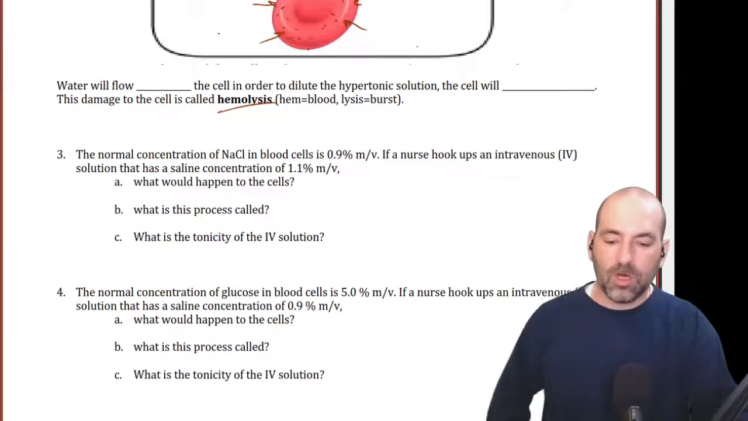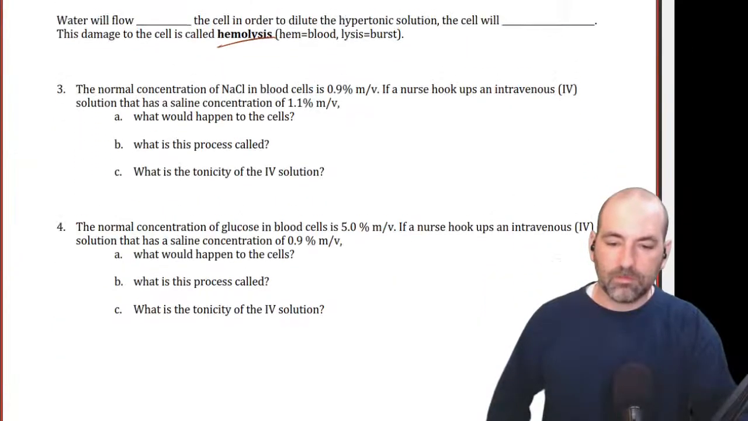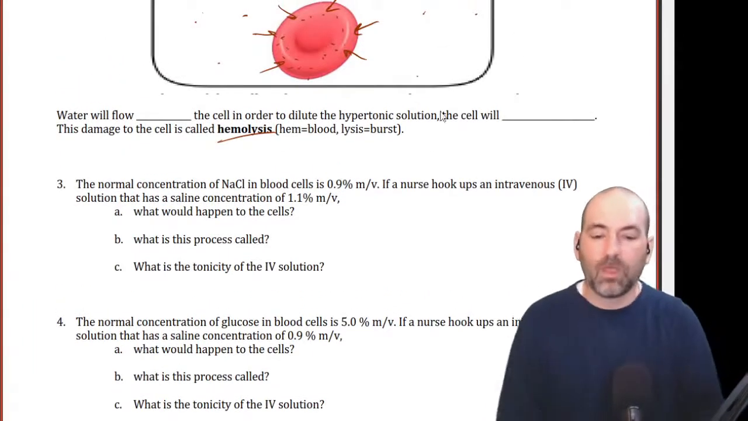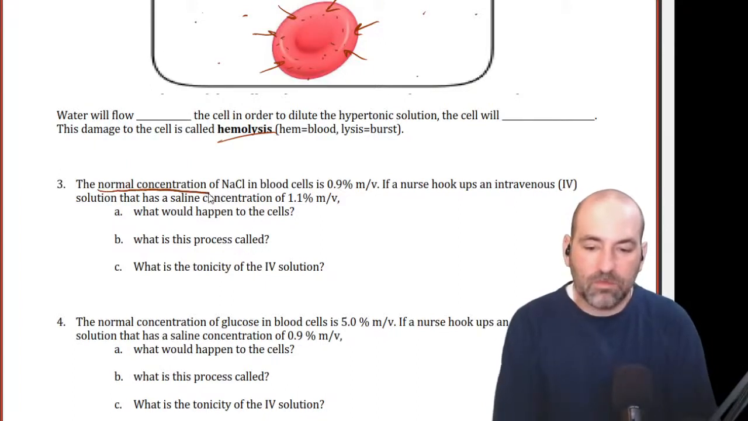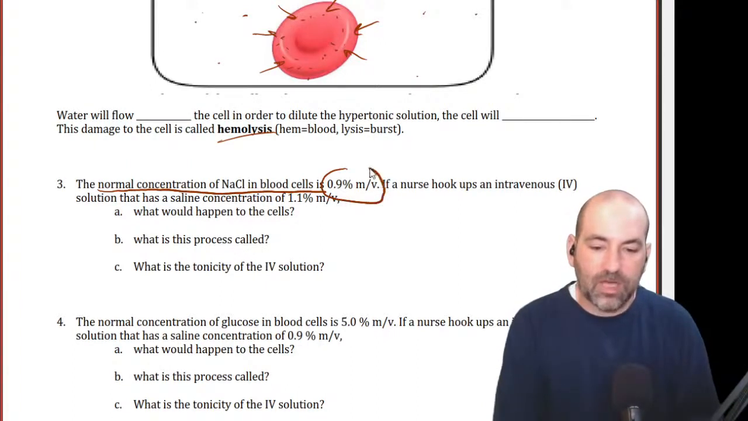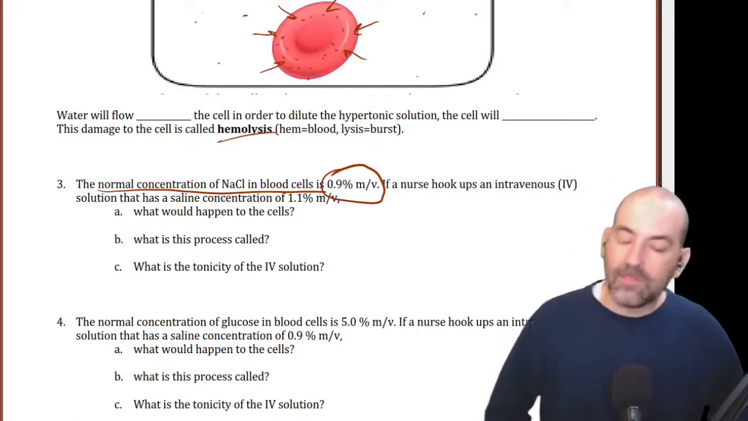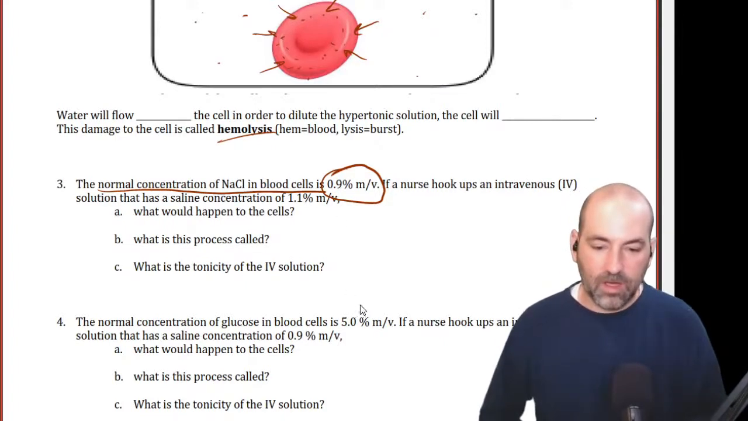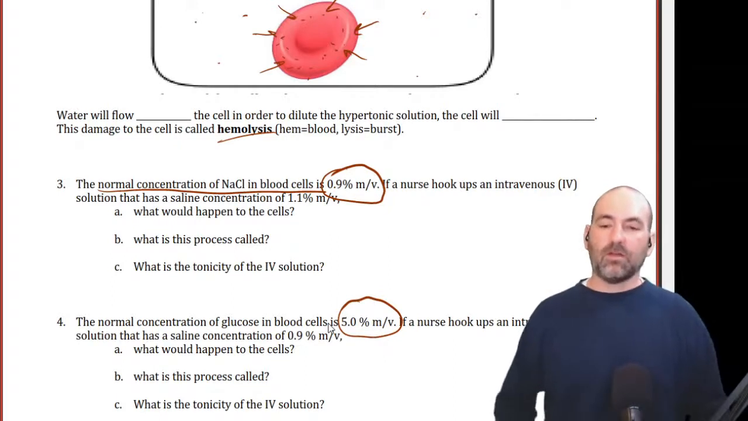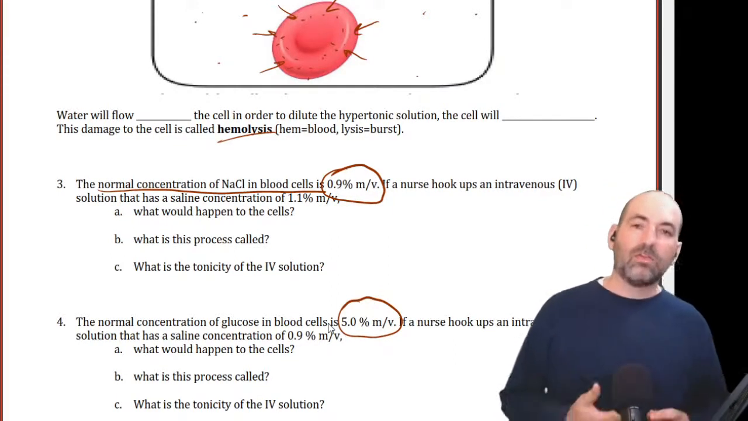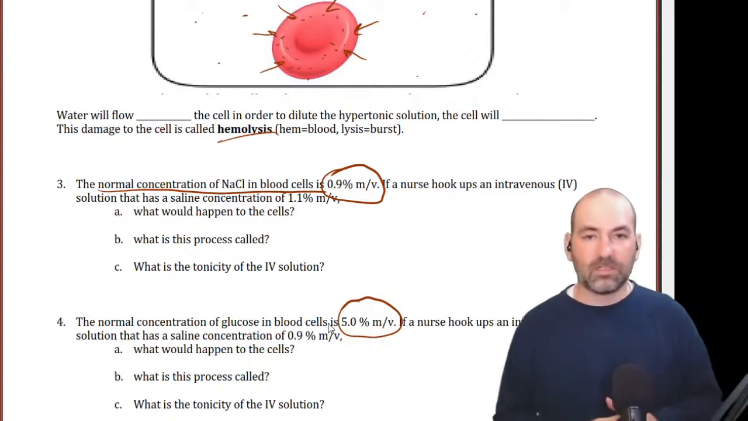So there are a couple of concentrations that you should know. The normal concentration of sodium chloride, or the isotonic concentration, is 0.9% mass by volume. And the normal concentration of glucose in blood is 5% mass by volume. So if you are hooking up an IV bag or something like that, you would expect that you'd have similar concentrations so that you don't have these things happening to blood cells.